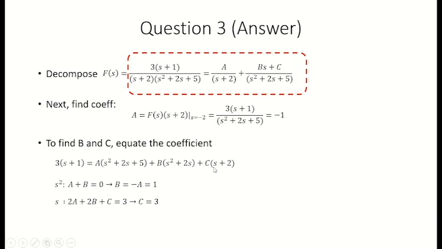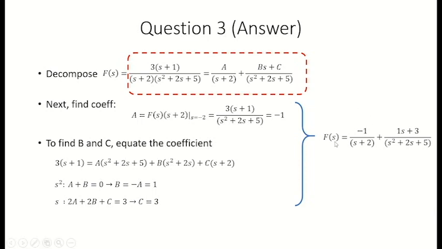Just by looking at the s, we know that 2a plus 2b plus c equals 3. We already have a and b, so we substitute them into this equation and we find that c equals 3. Now that we know a, b, c, we rewrite everything back, and again we have to try to match this equation to the form that is available in the Laplace transform table.